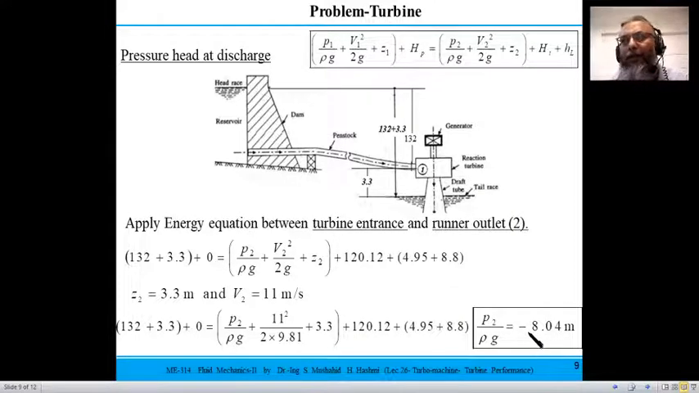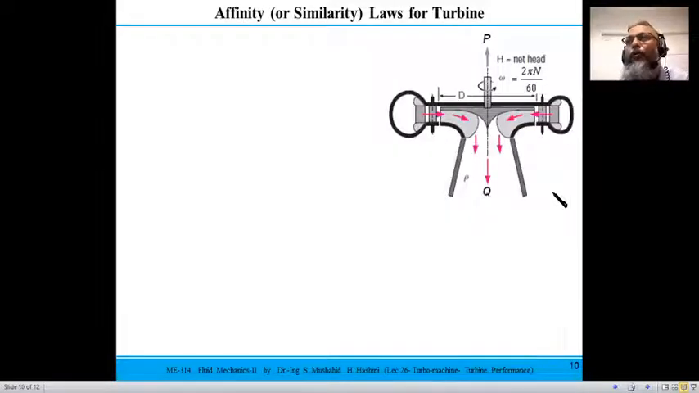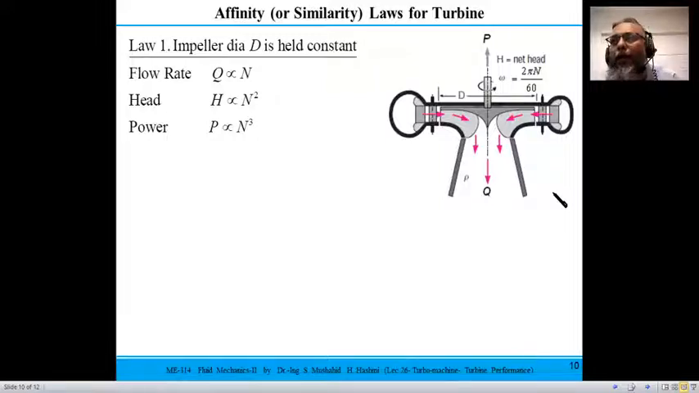So this problem covers energy equation, velocity triangle, and everything that we have learned so far. You see, the problem is easy once you understand the problem. That is actually the key. Now go into the affinity laws or similarity laws for turbines. It is exactly the same as we have done for pumps.